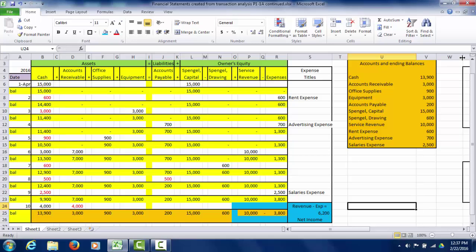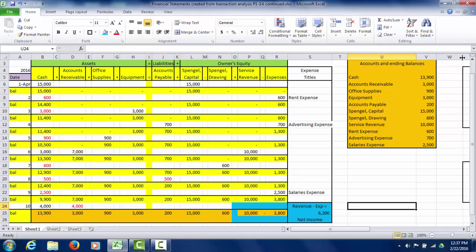Excuse me. Okay, so a quick review. Remember that cash, accounts receivable, office supplies, and equipment are considered assets. Why are they assets? Because the company owns this stuff. So anything that is owned by the company is considered to be an asset. A liability represents the debts of the company. And in this case, they only had one liability, and that was accounts payable.